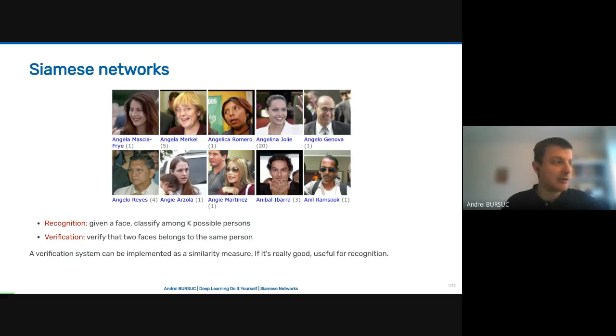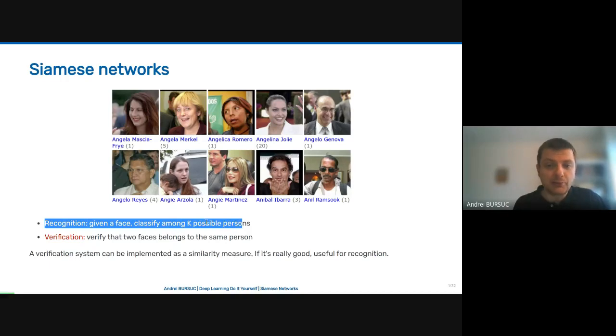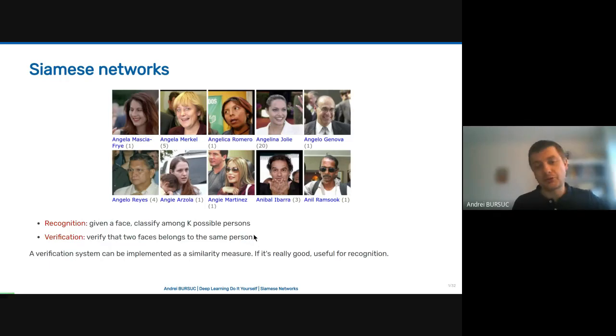Before diving into details of Siamese networks, I'll just illustrate some specific problems related to faces where we can apply it. We can do face recognition, which means that given a face, we want to classify among a certain number of persons, or we can do face verification, which is verifying that two faces belong to the same person. For example, at border control somebody checks the photo on your passport against your photo. This is actually face verification, because on the passport you usually have an older photo of yourself, and you might use software to compare it with your real version at that time.